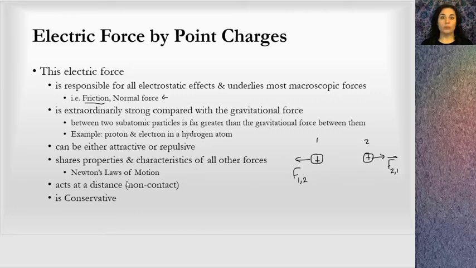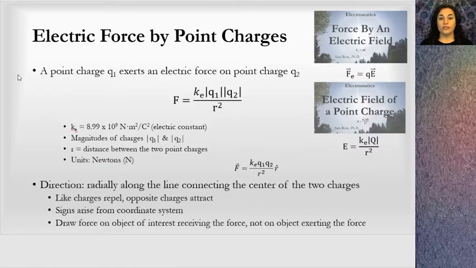So when we think about forces, we can treat it as a vector and think of it in free body diagrams as we have with other forces. Again, it acts at a distance, it's a non-contact force, and this force is conservative. So when we get to energy and look at point charges with an electric field, with electric forces and work, we'll remember that this is a conservative force. In a previous lesson, we had looked at the force by an electric field is a vector equation where we just take the charge and multiply by the electric field. And that's how we would find the electric force.